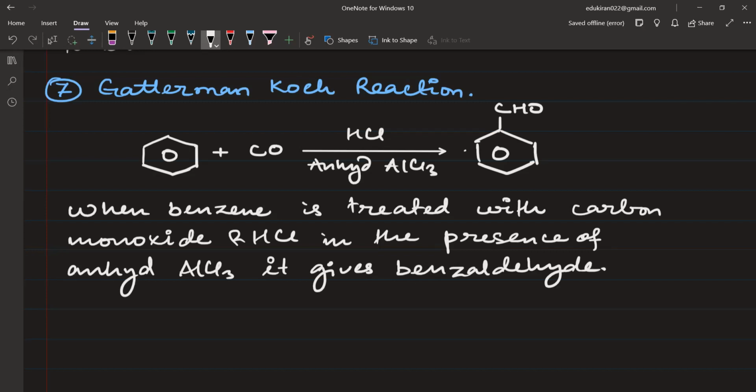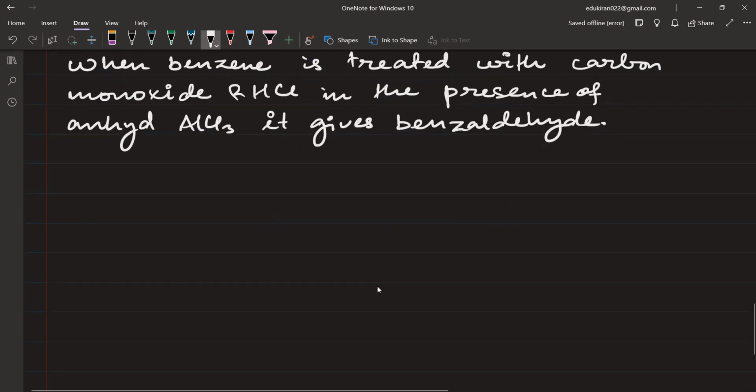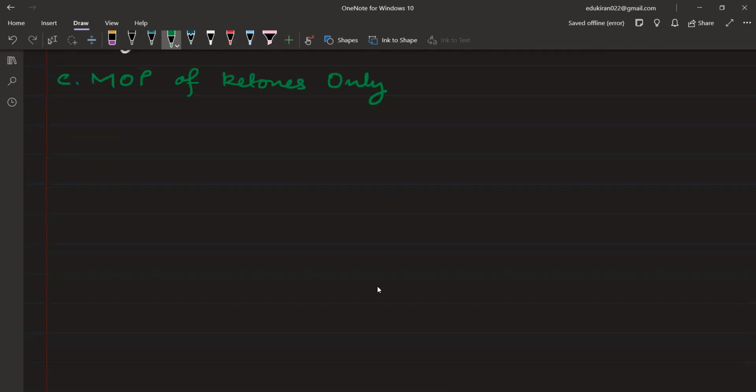Done. Once you're done, please write next. Method of preparation of ketones only. This is C part. Method of preparation of ketones only. Now, first of all, please write.